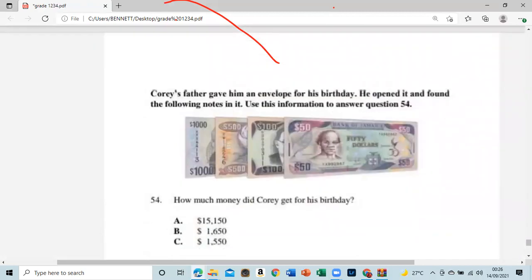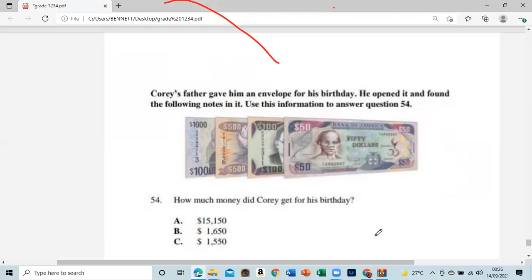All right, Corey's father gave him an envelope for his birthday. He opened it and found the following notes in it. Use this information to answer question 54. How much money did Corey get for his birthday?